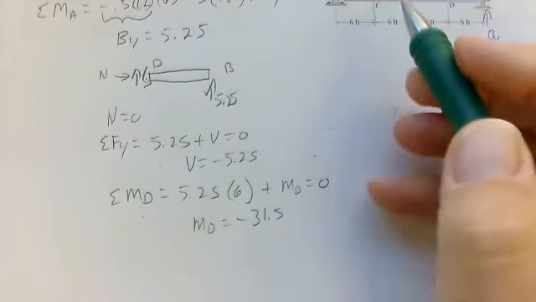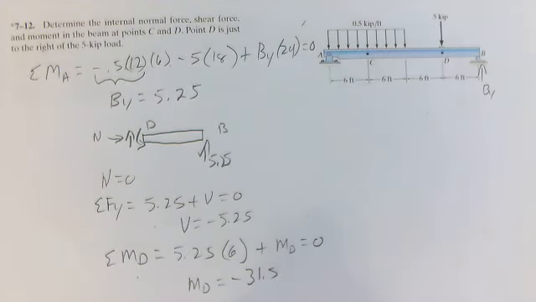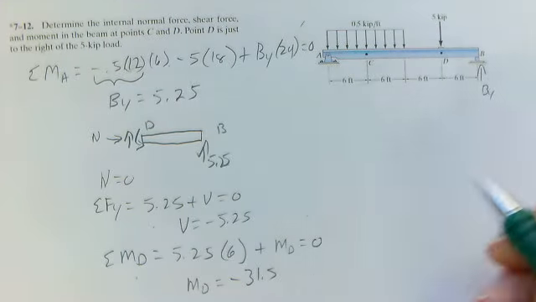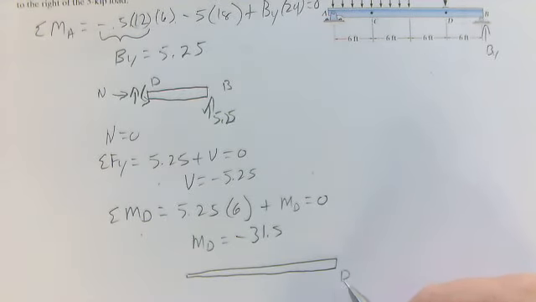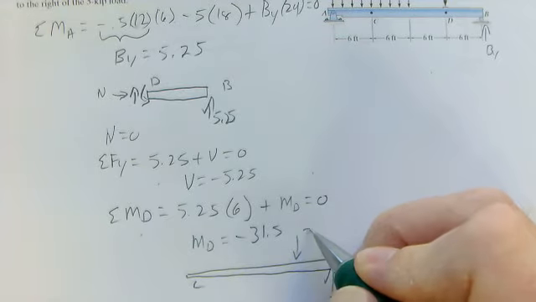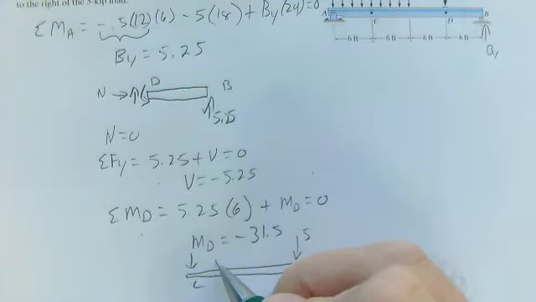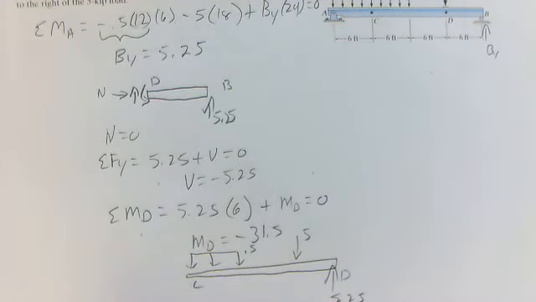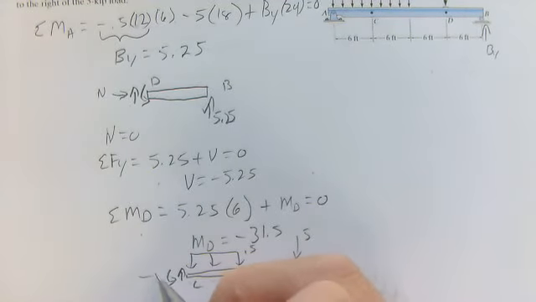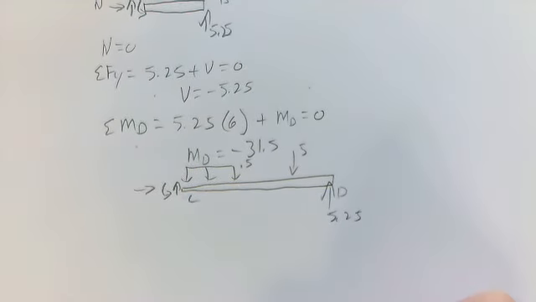Now let's look at point C. So I've got to redraw my beam here. There's the beam. This is D. This is C. 5.25, 5 kips, and a distributed load of 0.5. Okay, so now we have the shear, the moment, and the normal again.